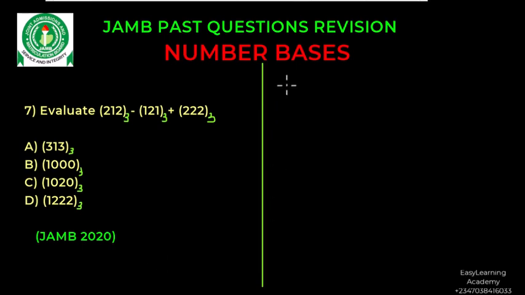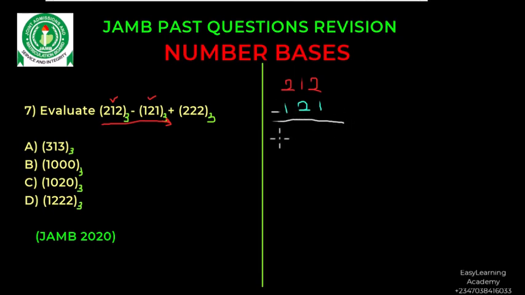Okay, I want to believe that you have tried it, and then let's do it together. We can start by subtracting first. Let's keep this first one, 212, on top for our subtraction, and then we pick the next number, which is 121, and place it below. We are subtracting.